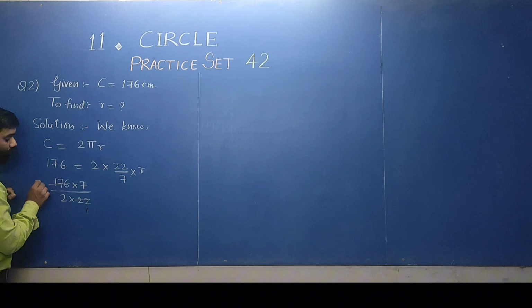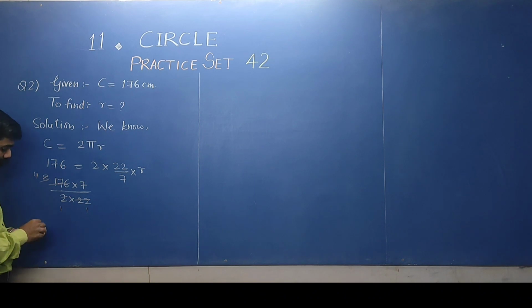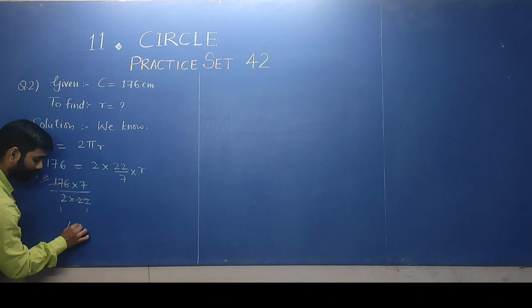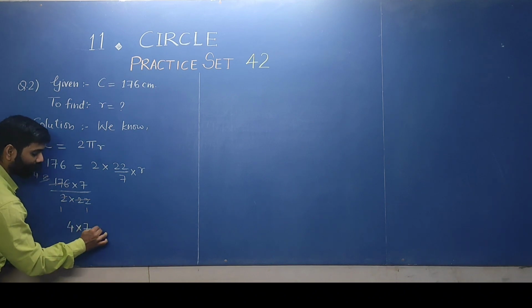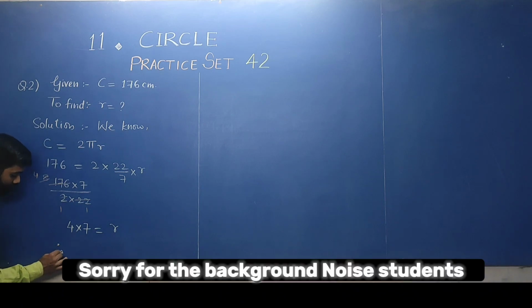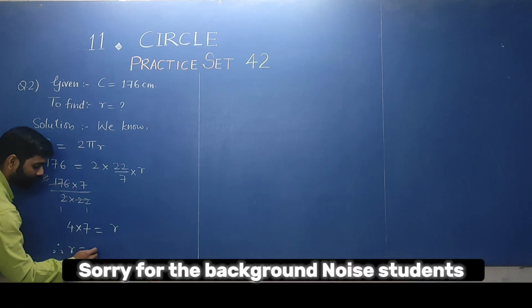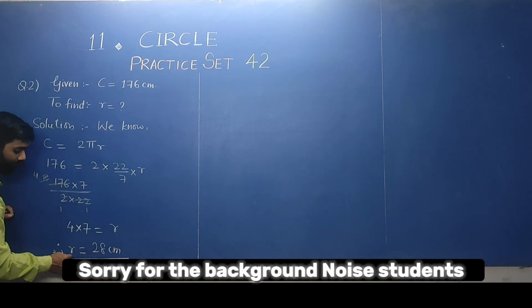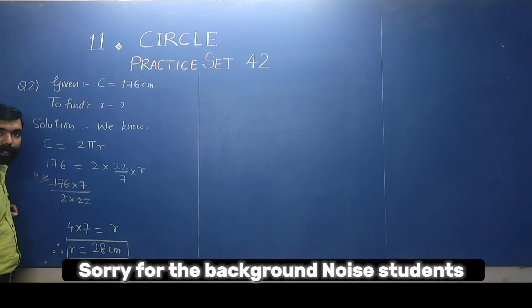22 ones are 22, 22 8s are 176, 2 ones are 2, 2 4s are 8. So therefore the remaining terms, 7 multiplied by 4, 4 multiplied by 7, that is, therefore radius is equals to 28 centimeter. We got the final answer. Radius as 28 centimeter. Take the screenshot.